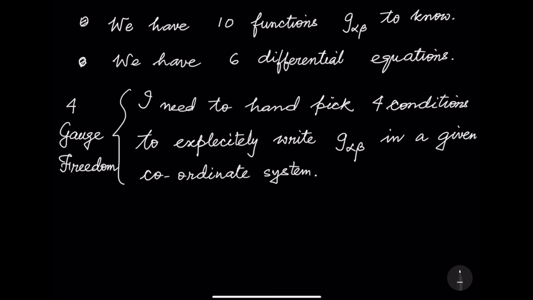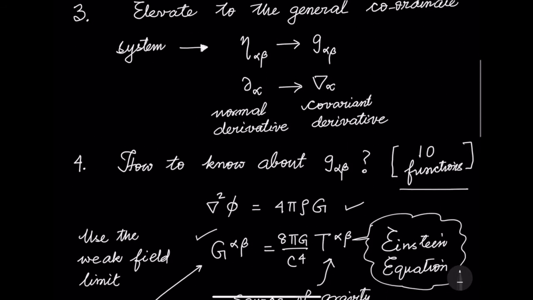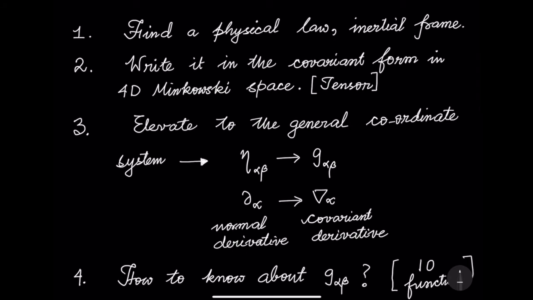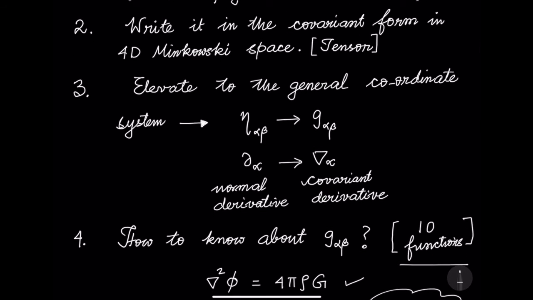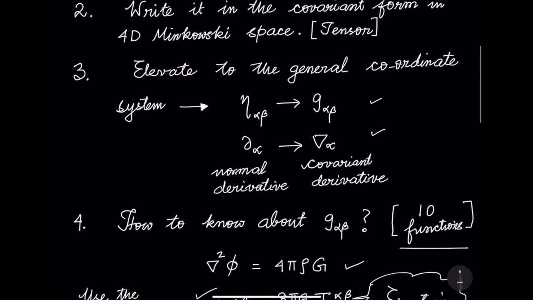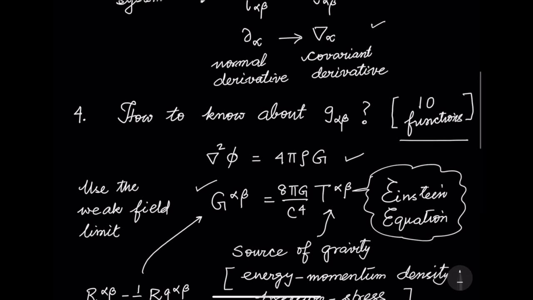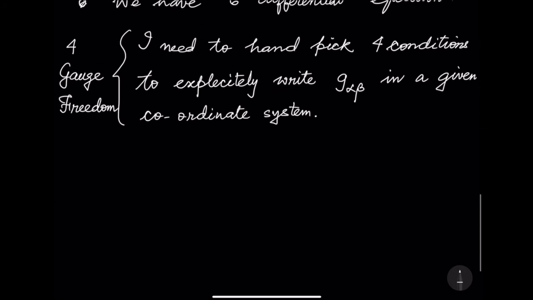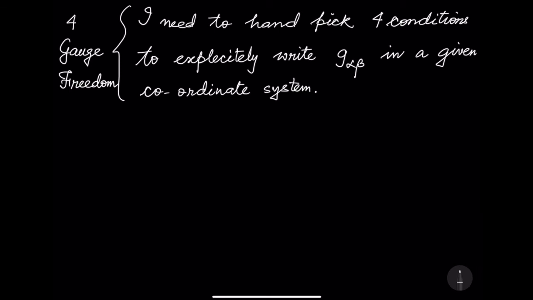All right. Let's look at some examples. So let's see what we have done here. We said that we'll write a physical law in an inertial frame, write it in the covariant form in 4D Minkowski space, and elevate it to a general coordinate system by doing this. And how do we know g alpha beta? That is by solving the Einstein equation. Once somebody has told you what T alpha beta is, since this entire thing is the Einstein equation, not only T alpha beta obviously, you can solve for g alpha beta by solving the Einstein equation. So, example.